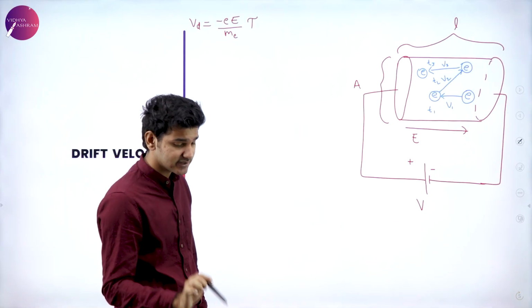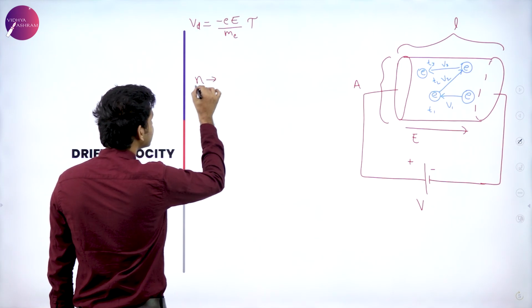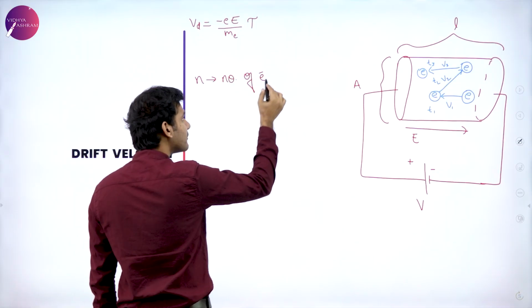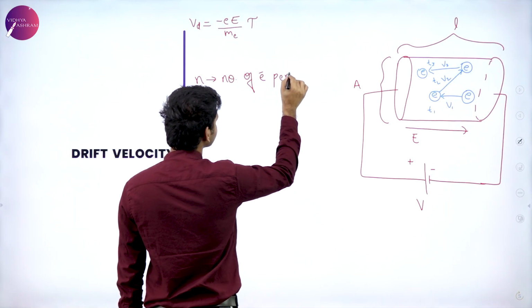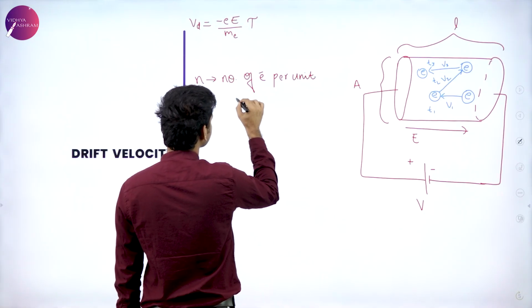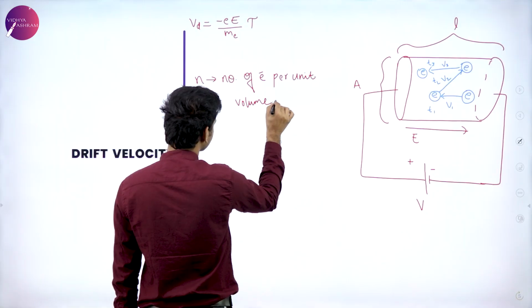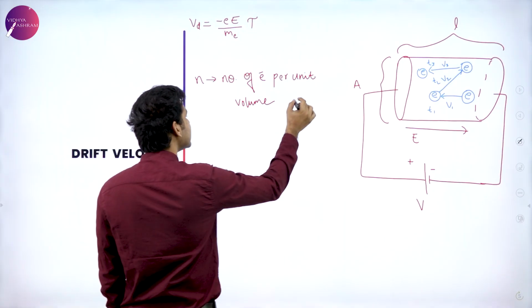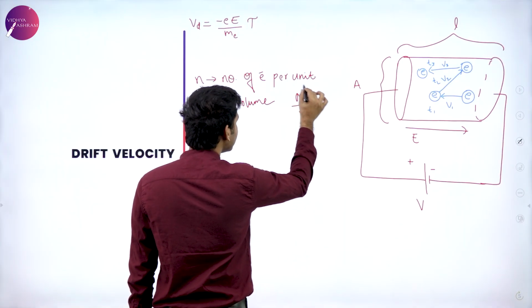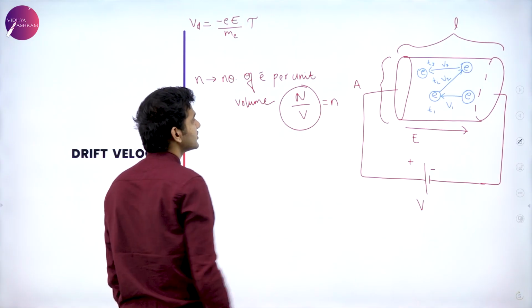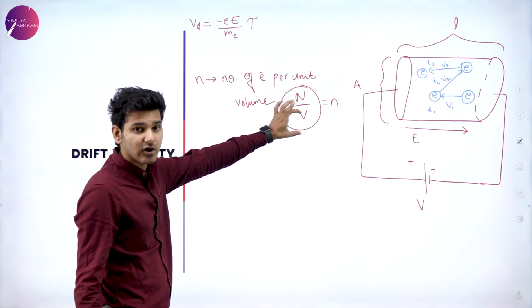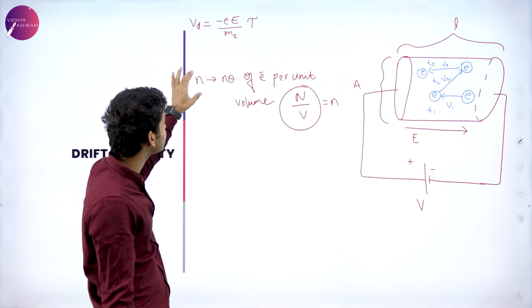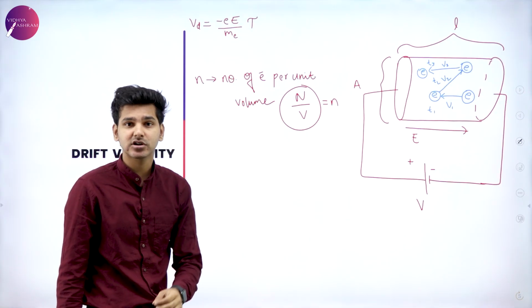So let's say that n is the number of electrons per unit volume. That is, in a given space, there are n number of electrons per volume. That is, we can say capital N divided by V is equal to n. So if N is the number of electrons and V is the volume, we can just say that there are n number of electrons in a given volume, and that is indicated by the small letter n. So n is the number of electrons per unit volume.